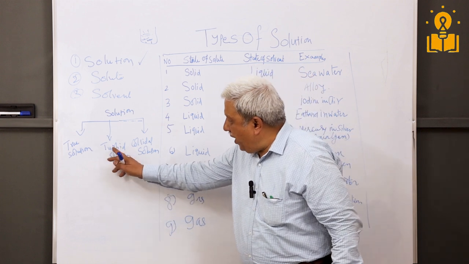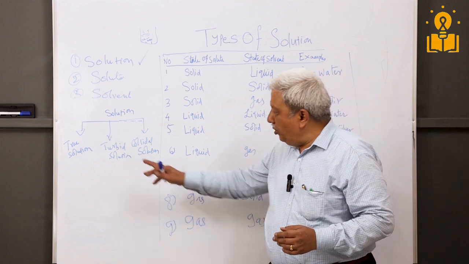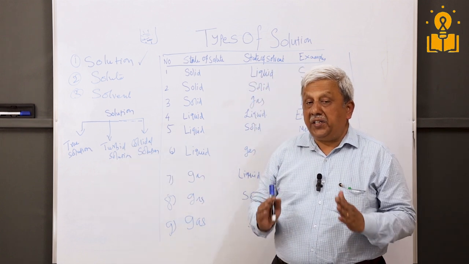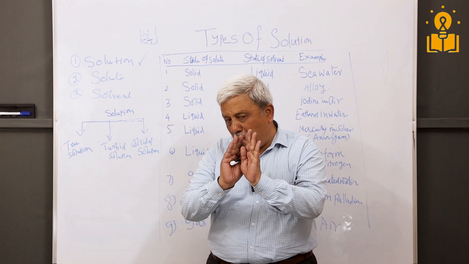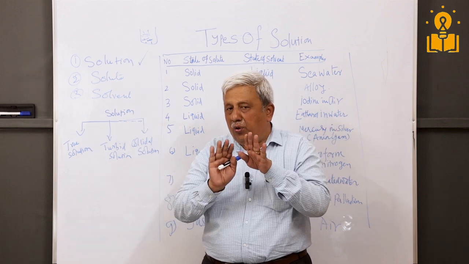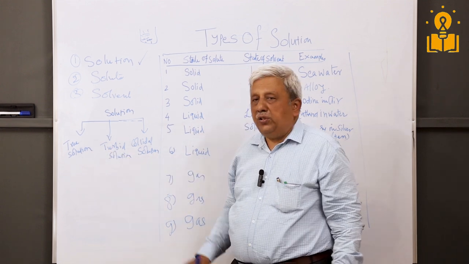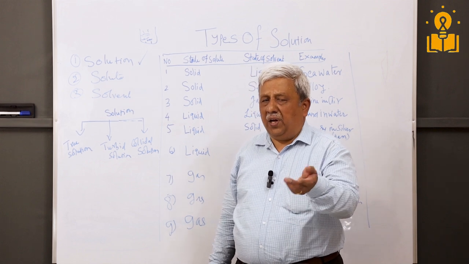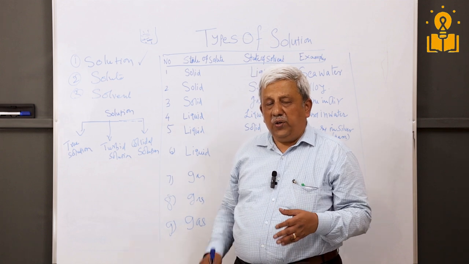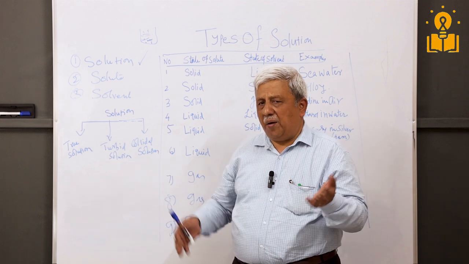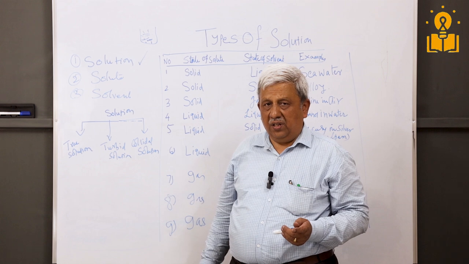Next, the turbid solution. What is a turbid solution? A turbid solution can be defined as a heterogeneous mixture. What do we mean by hetero? Hetero means different, genus means matter. When two different matters can be identified in that solution, it is called a turbid solution. Example, very simple: take a glass of water, put soil or clay in it. You can differentiate. Take another example: take a glass of water, put oil in it. You can see two different things, two different phases.